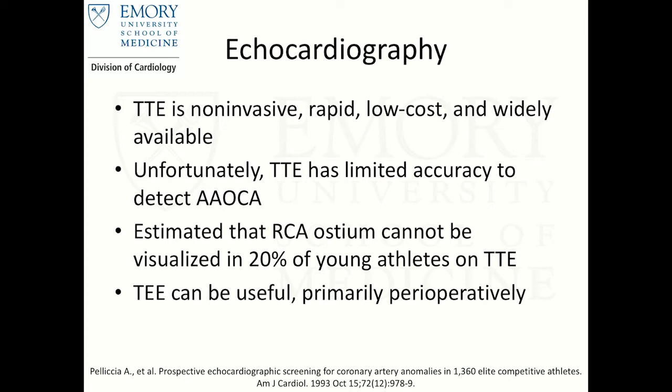It's estimated that the RCA ostium could not be identified in about 20% of young athletes on TTE. That was based on a study in Italy in the 1990s, where they did a screening study. They took around 1,300 young competitive athletes and echoed all of them, specifically using protocols to look for anomalous coronary arteries. And in that study, in 20% of the patients, they could not identify the ostium of the right coronary. I think that's particularly important because this is a patient population where you would expect high-quality echo images: young, healthy, fit young people.